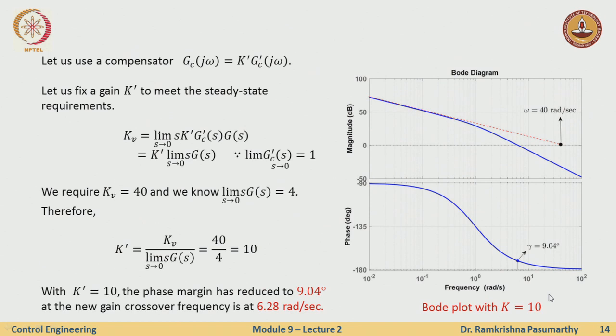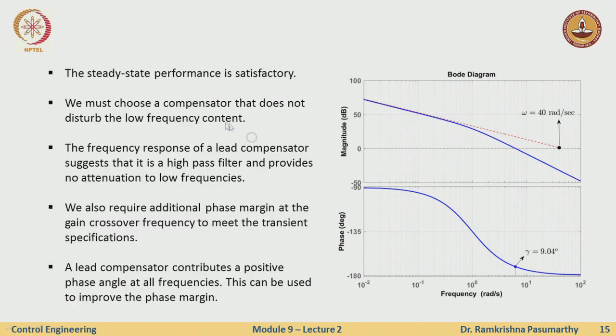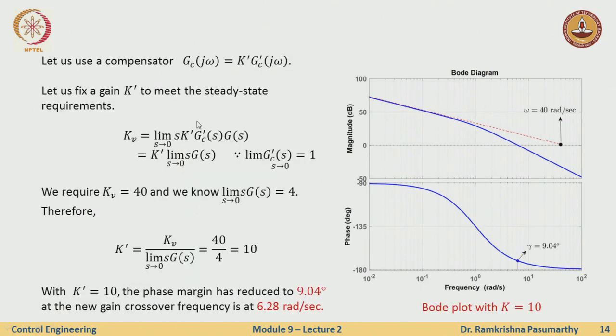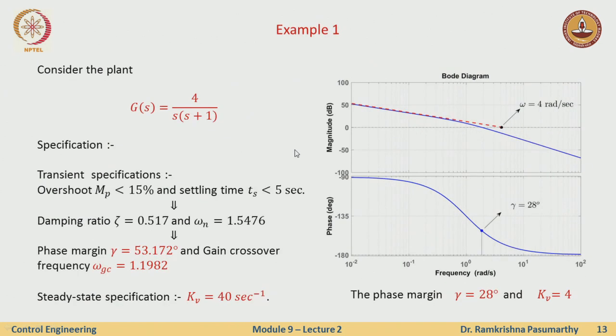Okay. So first is, well, can I at least first take care of my steady state requirements? Well, how is the steady state requirement? So Kv, the velocity error constant, is s times the entire transfer function. So the entire transfer function consists of this K prime, Gc prime, G of s. So what I know is that if I look at this expression, limit s tends to 0, my Gc prime is always 1.